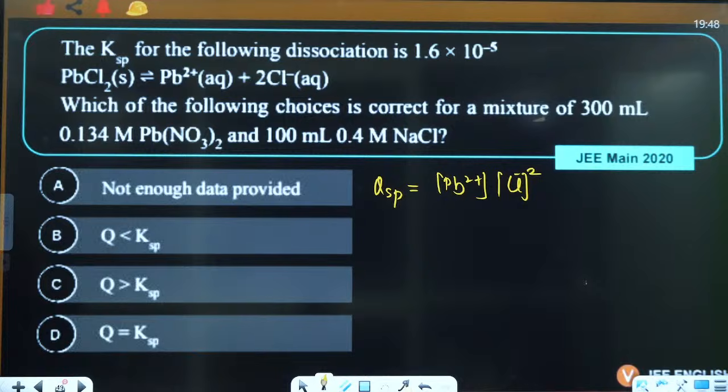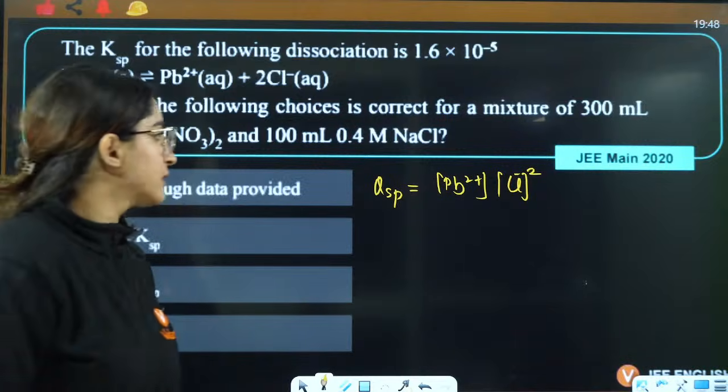Tell me, everybody, what will be the correct answer here? How do you answer it? Tell me.